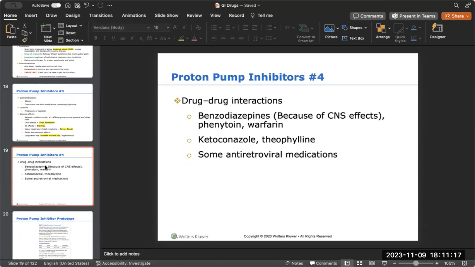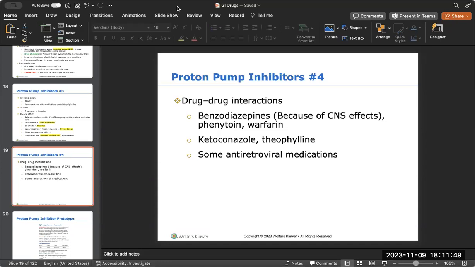So drug-drug interactions include benzodiazepines, phenytoin, warfarin, especially the benzos, because if these drugs cause CNS effects, I know you haven't learned about anti-anxiety medications yet, but benzodiazepines like lorazepam, they are working in the central nervous system. So if these proton pump inhibitors cause CNS effects, I don't want to give them a drug that's going to further increase CNS depression. So that is why we have to be careful with the benzodiazepines.